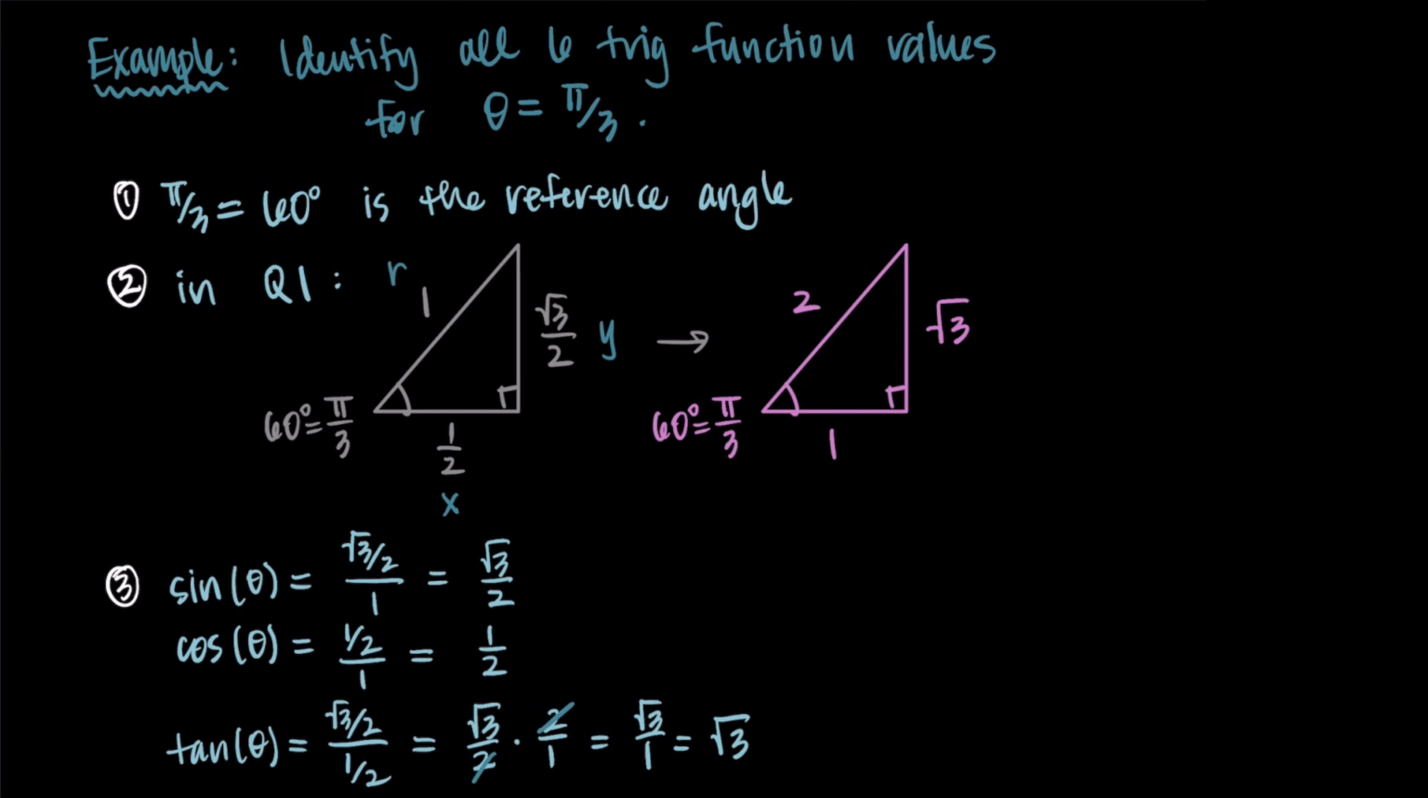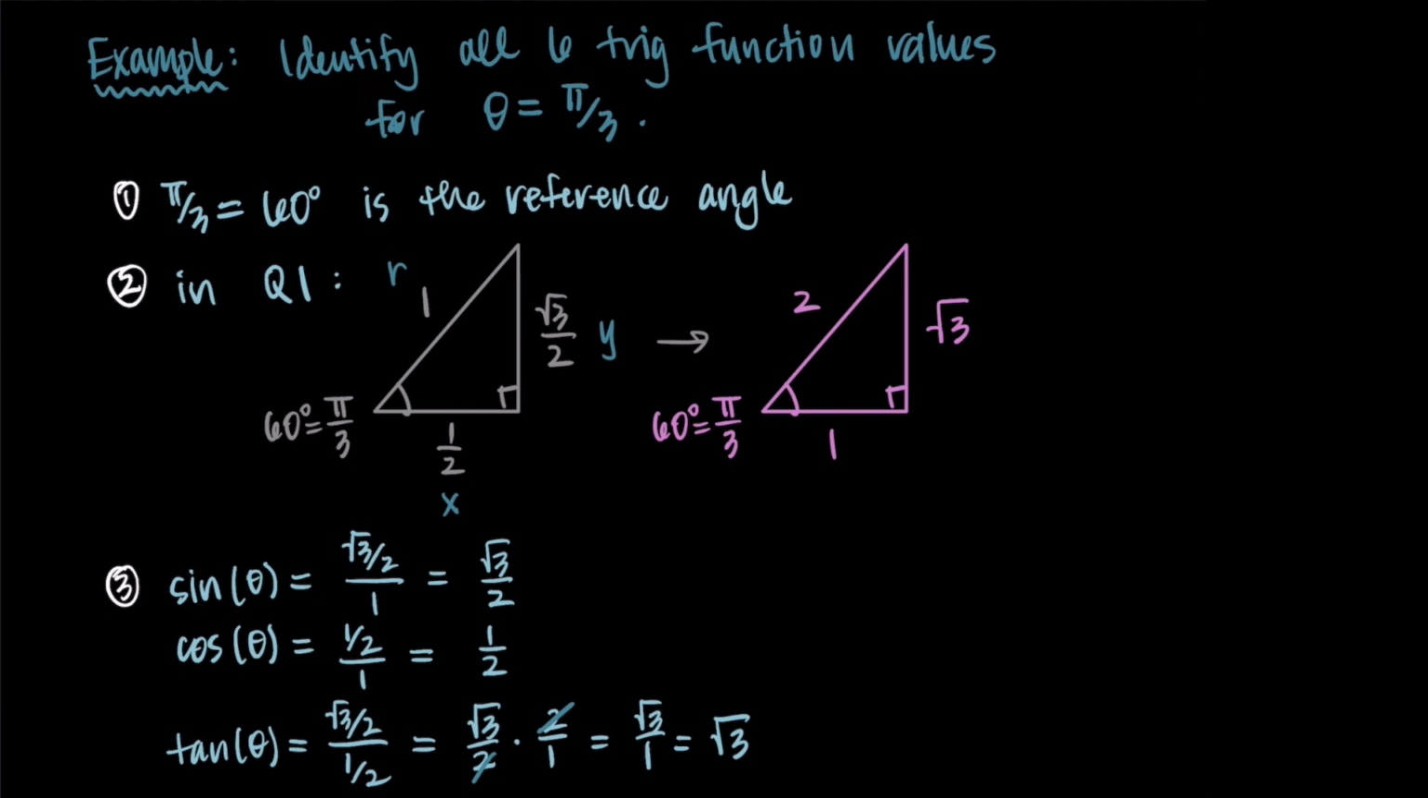So let me show you that this gives us the same answers. For sine, we would do opposite over hypotenuse. That's square root of 3 over 2. That one gets us the same answer. Then for cosine, we would do adjacent over hypotenuse. So that's 1 over 2. That would also give us the same answer. And for tangent, we would do opposite over adjacent. So we would do square root of 3 over 1, which is just square root of 3.